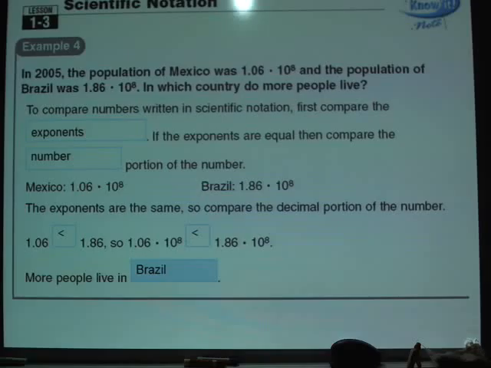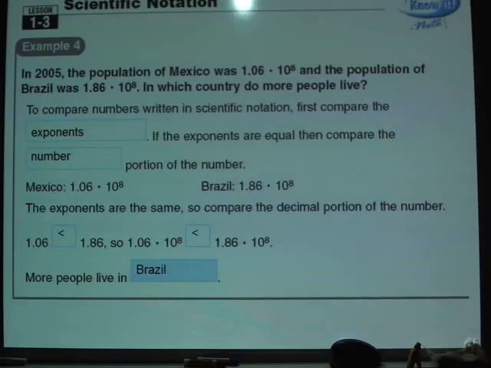Well, for us, this question is a good example of that because the exponents for the Mexico number and the Brazil number are both 8. So we can't do any comparisons there. So what we have to look at here when we compare these in scientific notation is the numerical part, the 1.06 and the 1.86. Since 1.86 is bigger, the Brazil number has to be bigger. Now notice the way they're comparing them, they've put the 1.06 first. So we're going to say that 1.06 is less than 1.86, or in other words, 1.06 times 10 to the 8th is less than 1.86 times 10 to the 8th. Or in other words, more people live in Brazil.